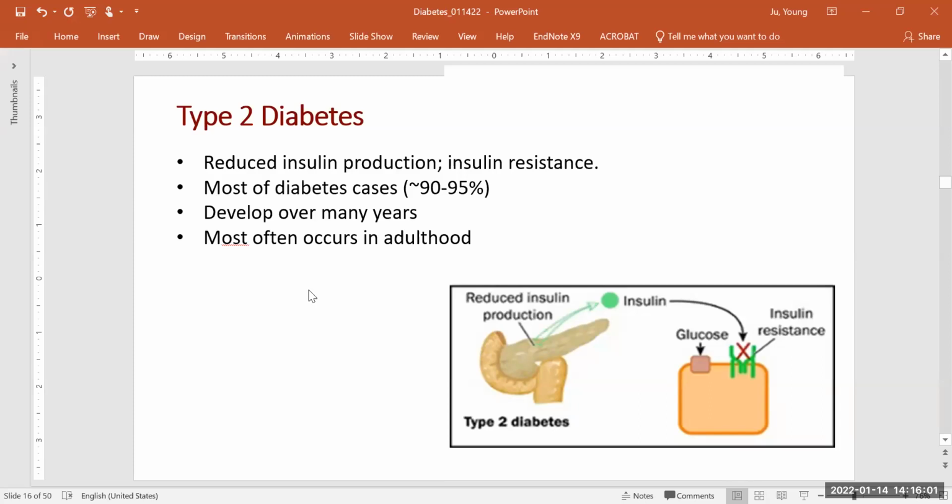In people with type 2 diabetes, insulin production from the pancreas is reduced, often accompanied by insulin resistance. Therefore, the body cannot keep blood sugar at a normal range. About 90 to 95% of people with diabetes have type 2. It develops over many years and is usually diagnosed in adults, but more and more children, teens, and young adults are diagnosed with type 2 diabetes.